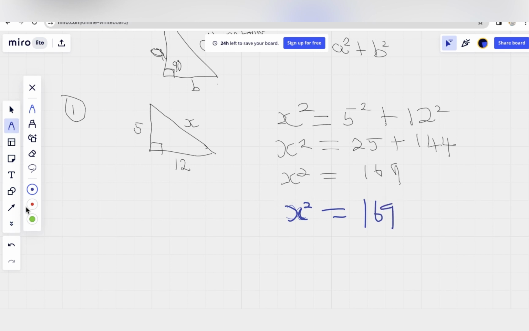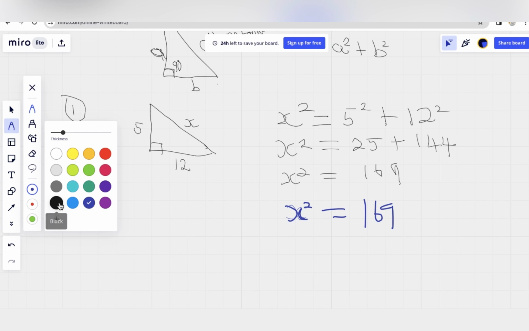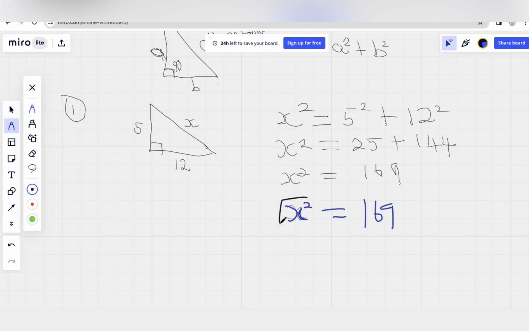So take the square root of the left side and the right side. The square root cancels the square. So we have only X left. So we say X equals the square root of 169. I think we get 13. So our X is 13 centimeter. It means this place is equal to 13 centimeter.